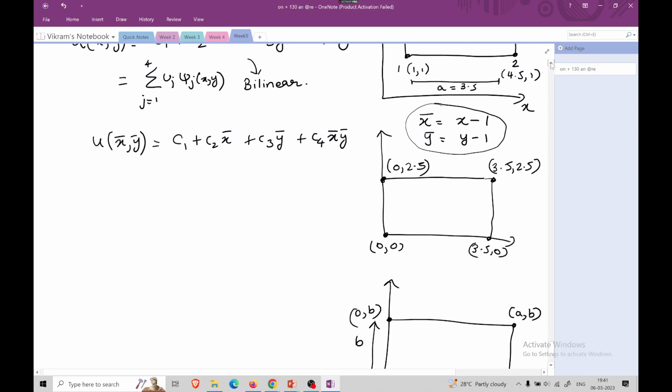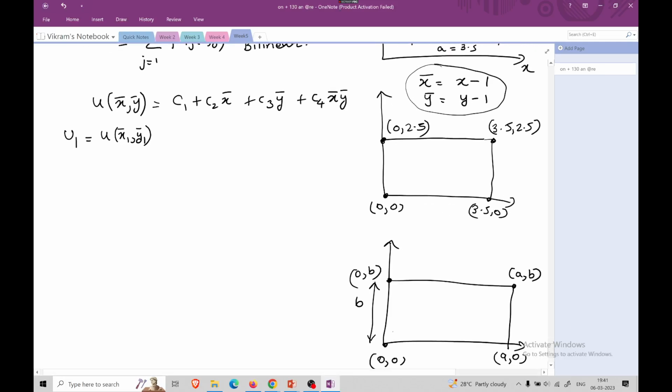Okay, so what is u1? u1 is u at x1 comma y1, x bar. So again this is going to be my 1, 2, 3, 4. For the first point I am going to substitute 0, 0, so it's going to be c1 plus c2 times 0 plus c3 times 0 plus c4 times 0, 0. So this is just going to be c1.